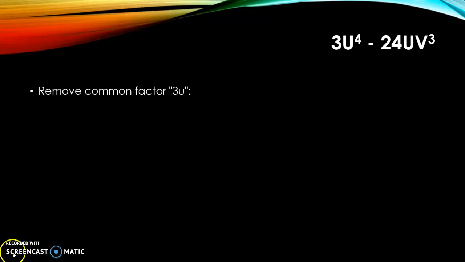Okay, first we're going to remove the common factor of 3u in this expression right up here in the corner. When we've done that, we're left with u cubed minus 8v cubed in parentheses. I know that 8 is just 2 cubed, and I see all these other cubes, which tells me we're going to be using a difference of cubes.